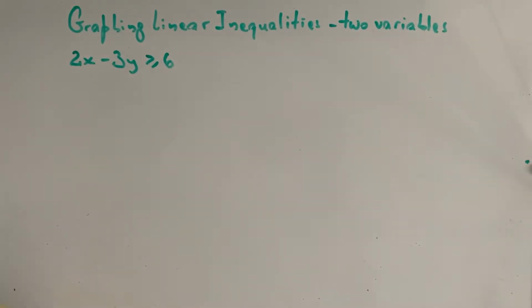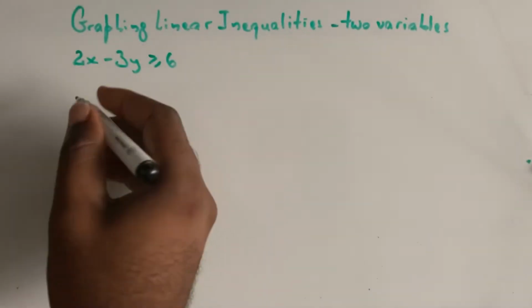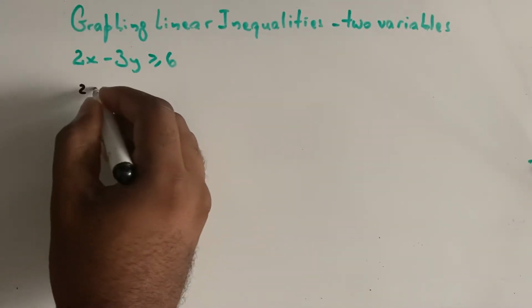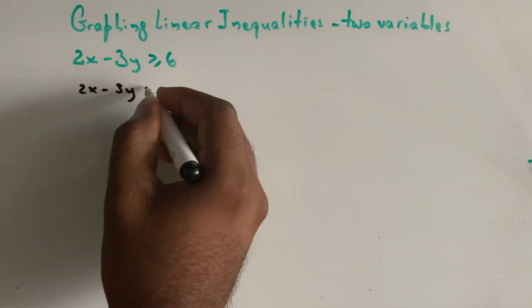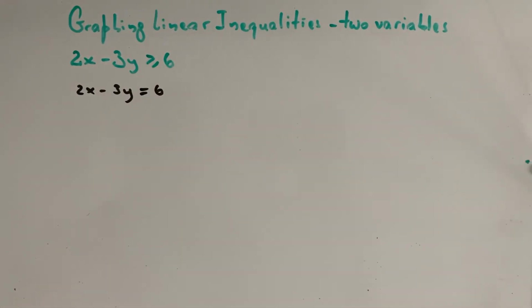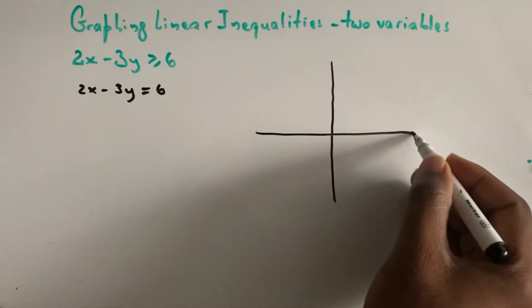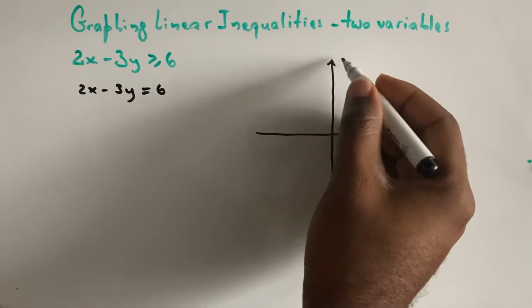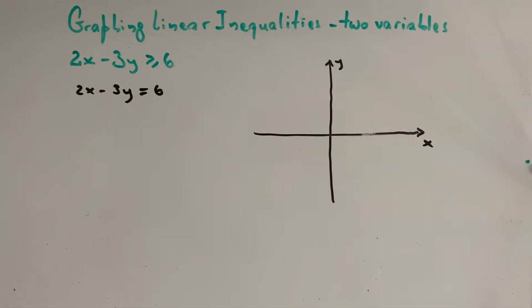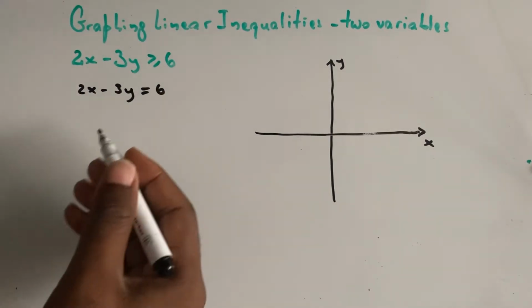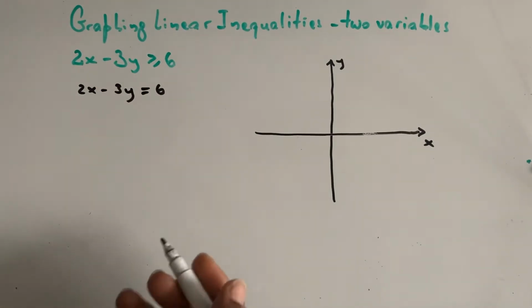The first thing to do is to graph 2x minus 3y equals 6. So you're going to graph this using the coordinate plane. Let's say you have the y-axis here and the x-axis. Now all I need is at least 2 points so I can graph the line. I'm going to look for 2 intercepts, because they're actually points on the line as well.